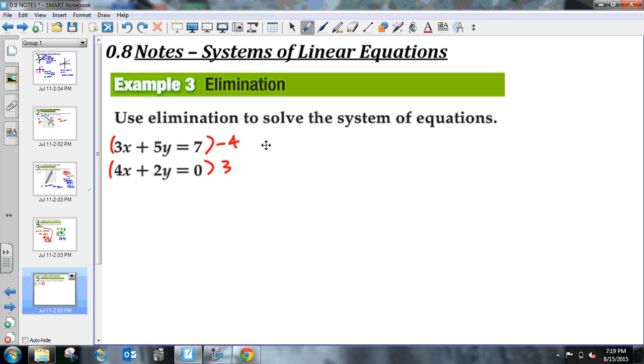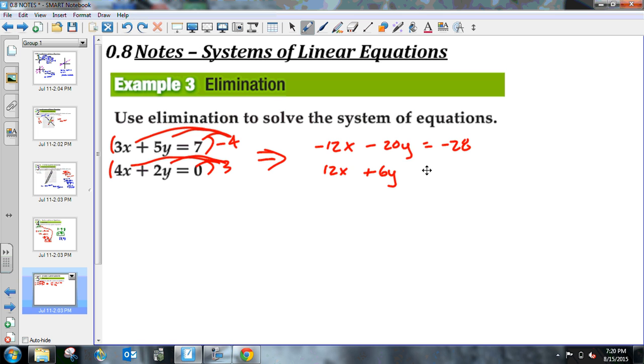So what ends up happening is I get this. I'm going to take -4 times 3x, which gives me -12x. I'm going to take -4 times 5y, which gives me -20y. -4 times 7 is going to give me -28. If I distribute the 3, I get 3 times 4x is +12x. This is what I'm looking for, folks. I want one of these to be the opposite of the other. Then I've got 3 times 2y, which gives me +6y, and then 3 times 0, which is just 0.